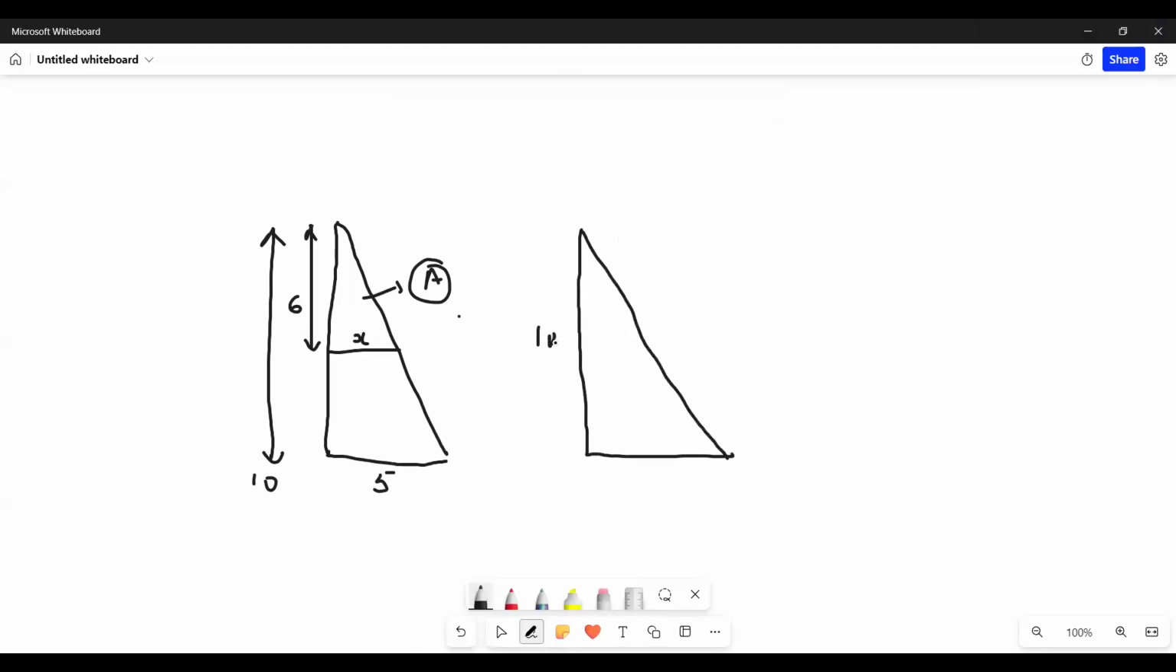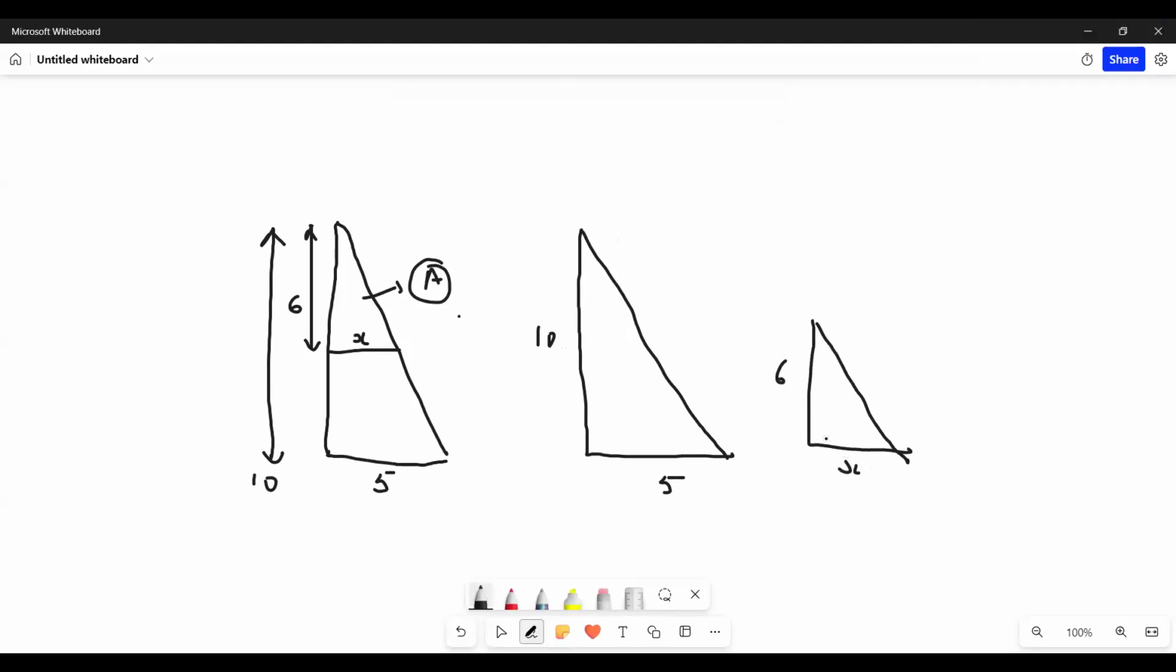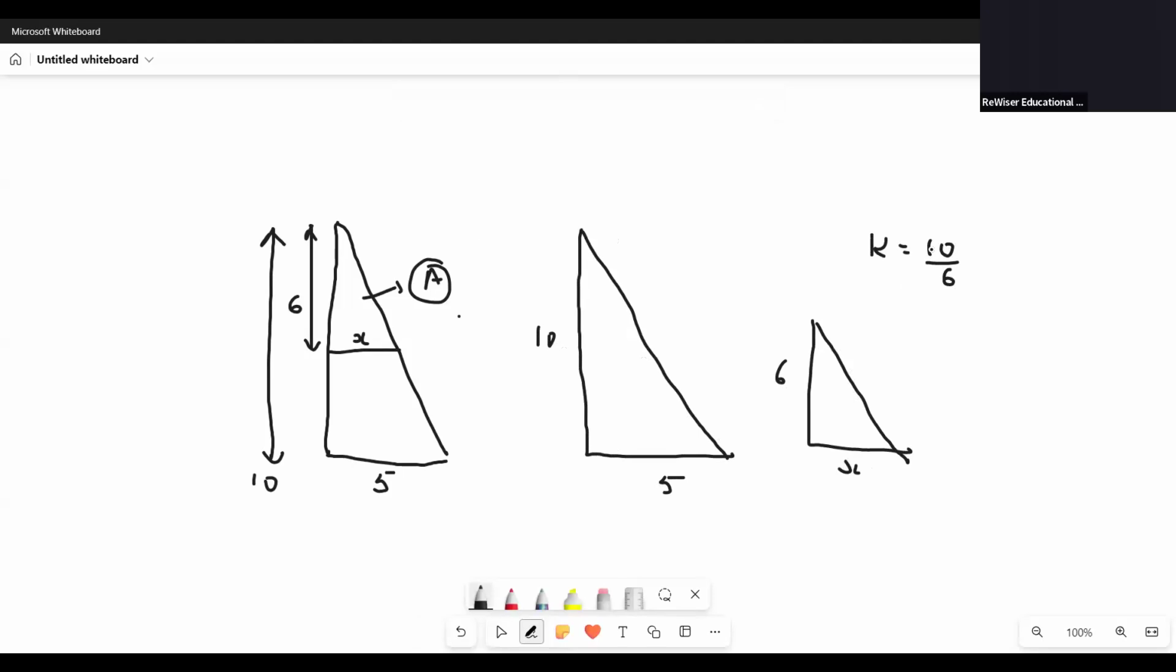The larger one is 10 and 5. That's the smaller one, 6 and x. Clearly, if you want to get x, that's the smaller side. So if you're writing k as 10 by 6, if you cancel this out, that's 5 by 3. That's your scale factor.